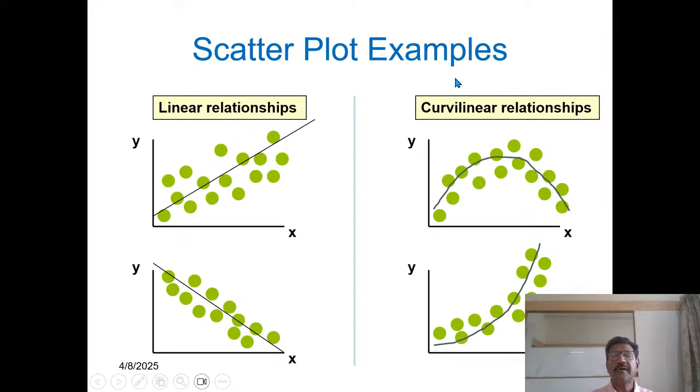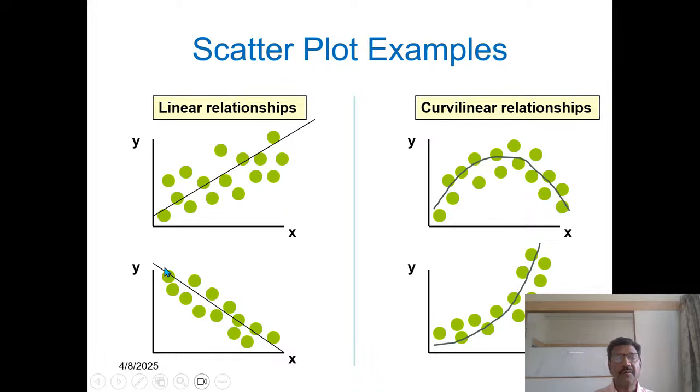Here we have to see scatter plot examples. There are two types of scatter plots. A linear relationship, and curvilinear, which means a non-linear relationship. If we consider two variables x and y, trunk diameter and tree height, whatever the given samples are, you plot them here. Whatever the pattern is, we can draw a line like this. It is a straight, linear line.